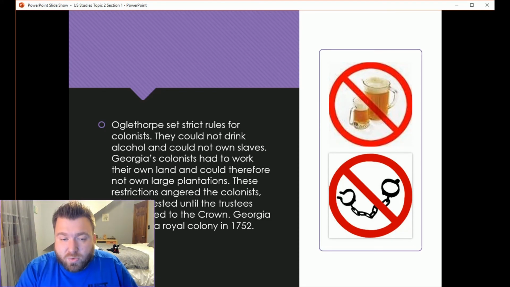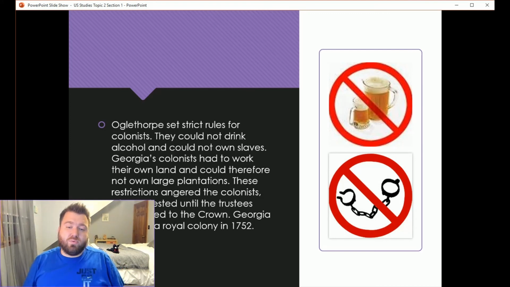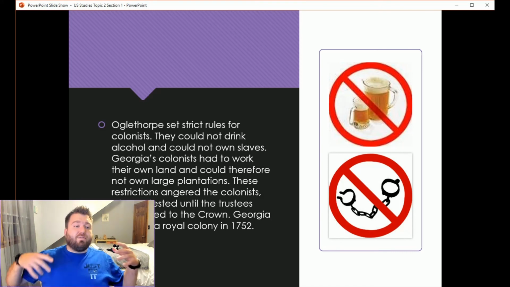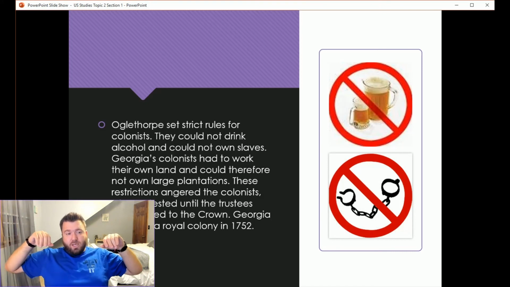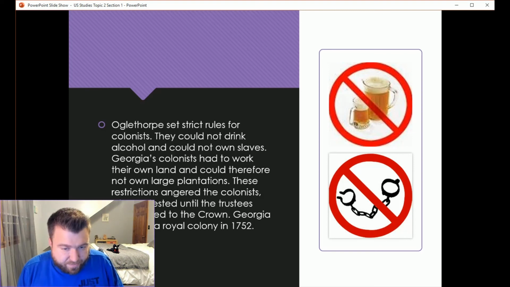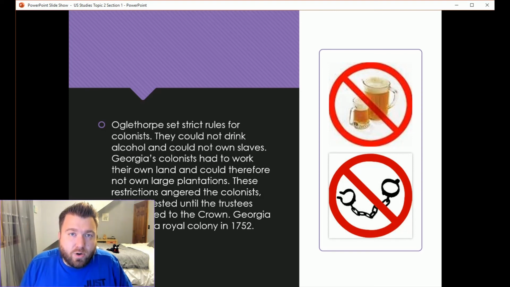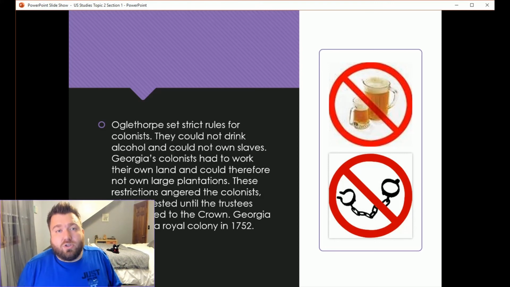Oglethorpe set strict rules for colonists. They could not drink alcohol, and they could not own slaves. Georgia's colonists had to work their own land and could therefore not own large plantations. You're not going to have a big, huge plantation if you have to work it all yourself. If you can't have slaves, then you're going to have a much smaller amount of land because it's just too much for just you and your family to do.